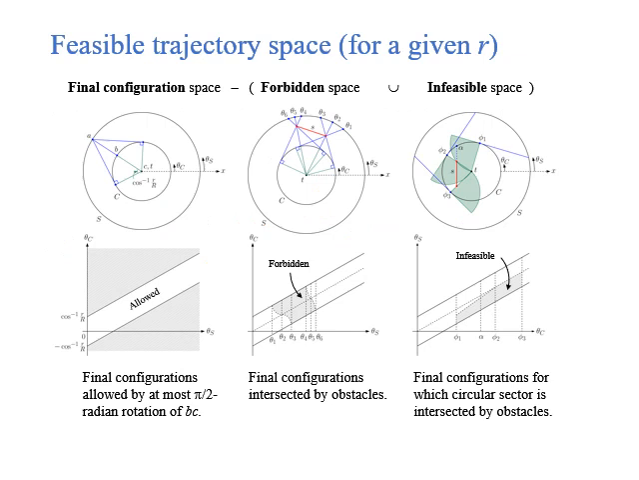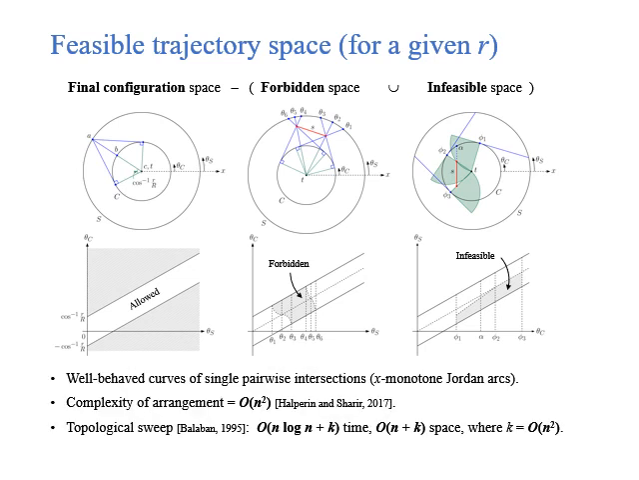In the third problem, we want to find the feasible trajectory space for a given value of r. To do that, we begin by characterizing 3 different configuration spaces. First, the final configurations that are allowed by the articulated probe. Second, the forbidden final configurations, which are intersected by the obstacles. Third, the infeasible final configurations, for which the circular sector is intersected by the obstacles. And the feasible trajectory space is simply the set of all allowed final configurations, excluding those that are forbidden and infeasible.